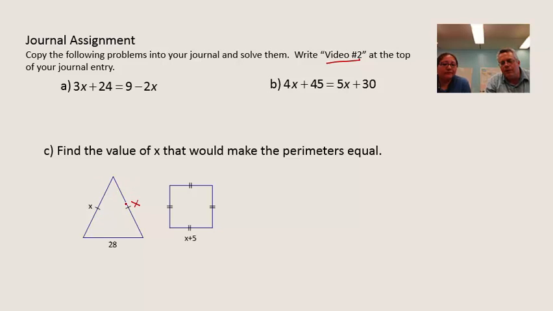You're going to find the perimeter of the triangle. Then you're going to find the perimeter of the square. Since all these are marked the same, they're all x plus 5. So find the perimeter of the triangle, the perimeter of the square, and set them equal to each other. I think they could do it.